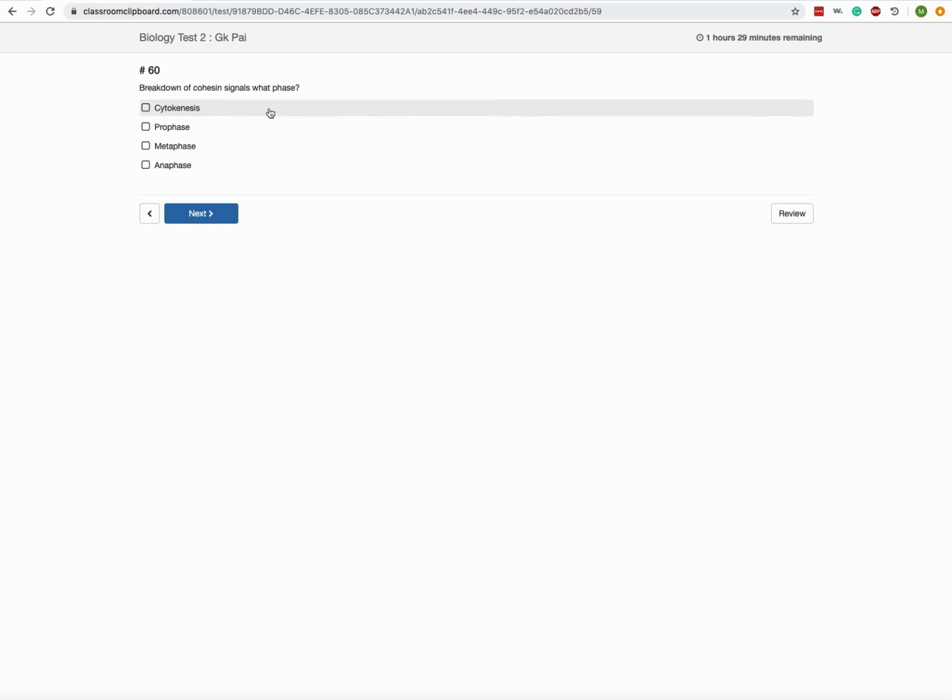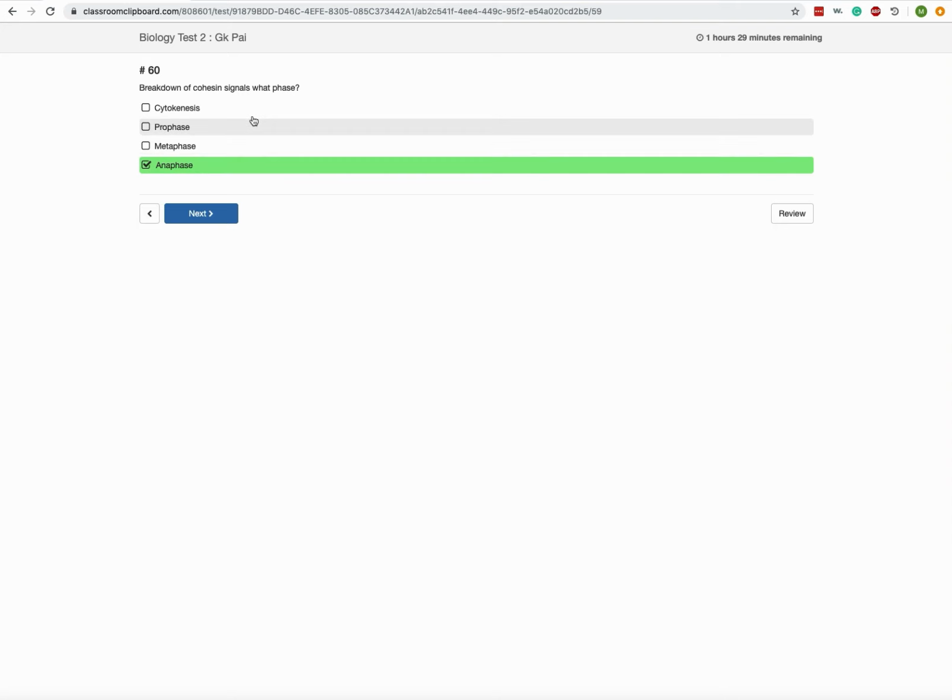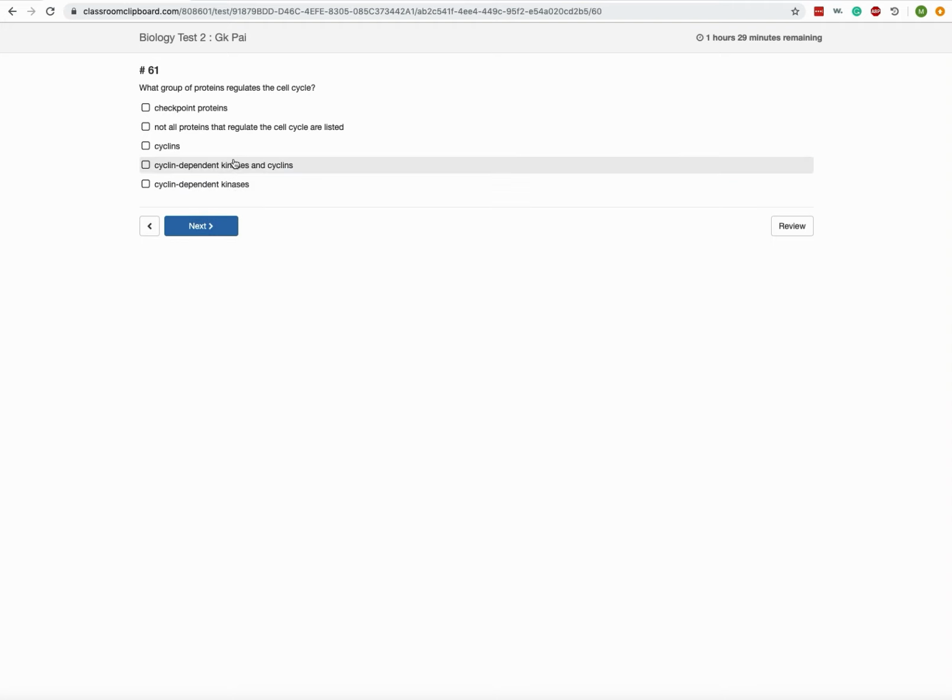Breakdown of cohesin signals what phase? It's anaphase, because cohesin is what's holding the sister chromatids together. When cohesin is broken down, they split apart, and that happens in anaphase.